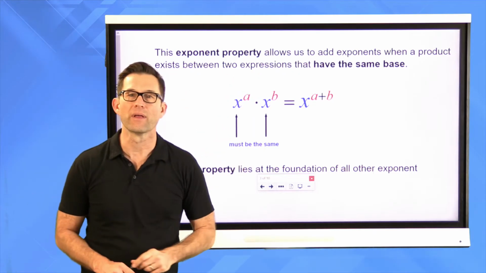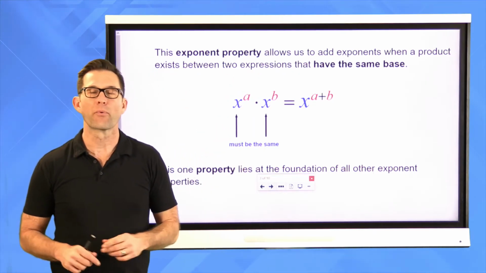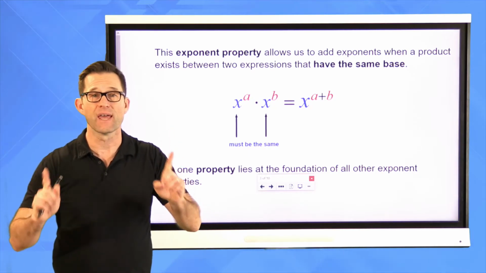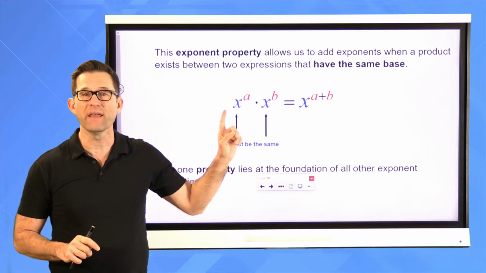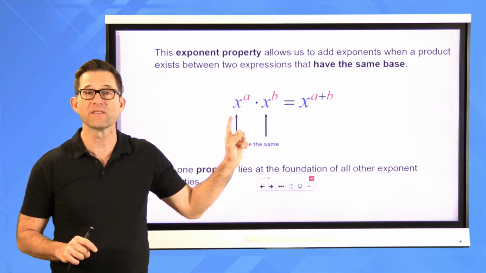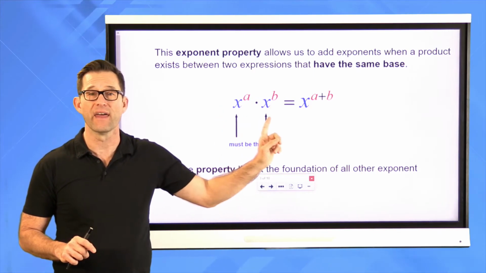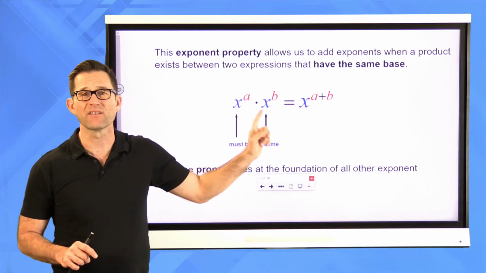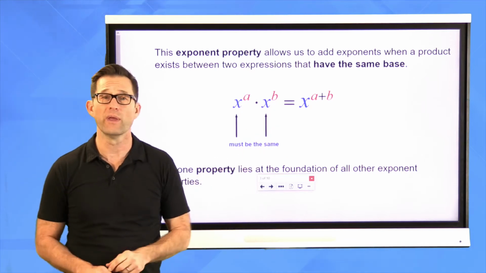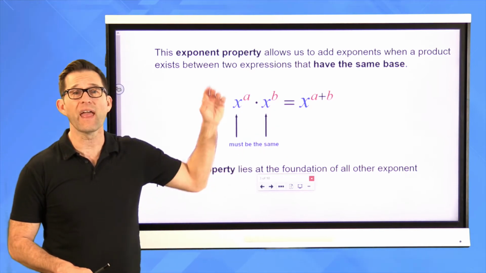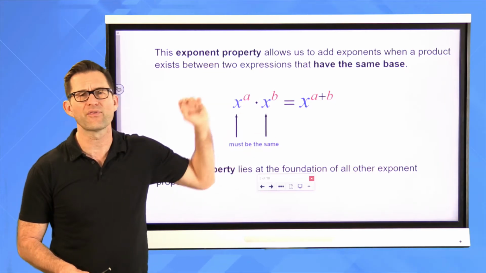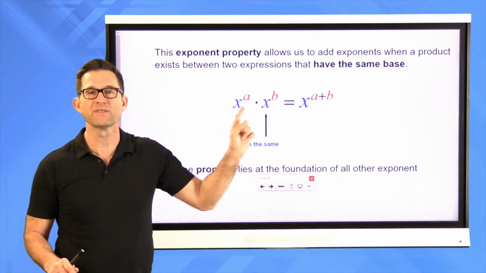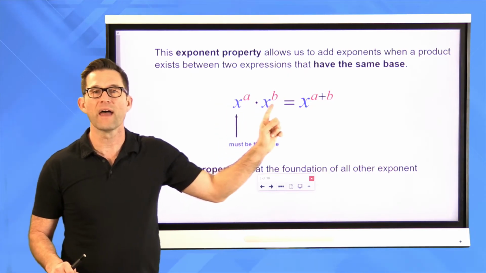This exponent property allows us to add exponents when a product exists between two expressions that have the same base. In other words, the base is the number sitting down here, right? It's the thing that you're actually multiplying again and again versus the powers or exponents that are up here. If that's x to the second times y to the third, there's nothing we can do. If it's 3 to the 8th times 3 to the 8th times 5 to the second, there's nothing we can do. But as long as the bases are the same, when we multiply them together, we can add their exponents.